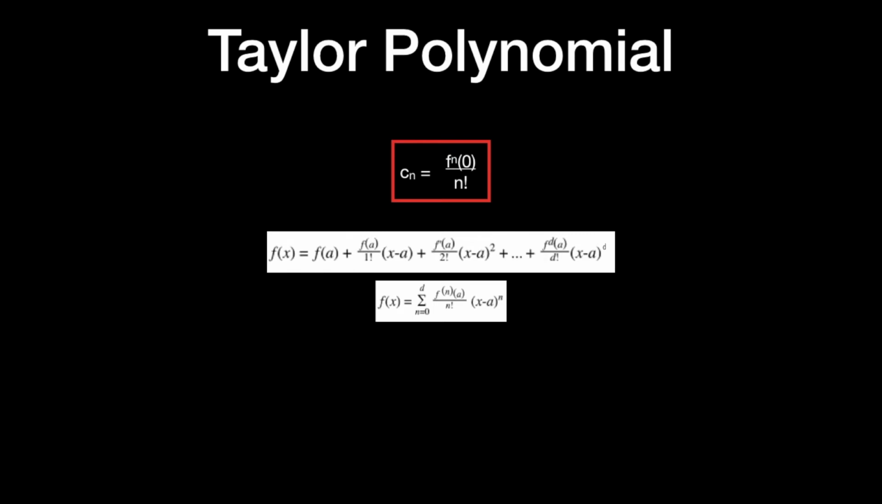Try to find the Taylor polynomial for cos x around point a equals pi as practice. We used cos x for our function, but the reality is you can use it for any smooth function.